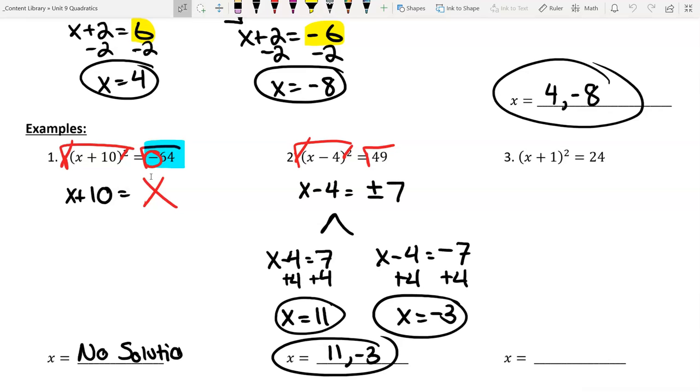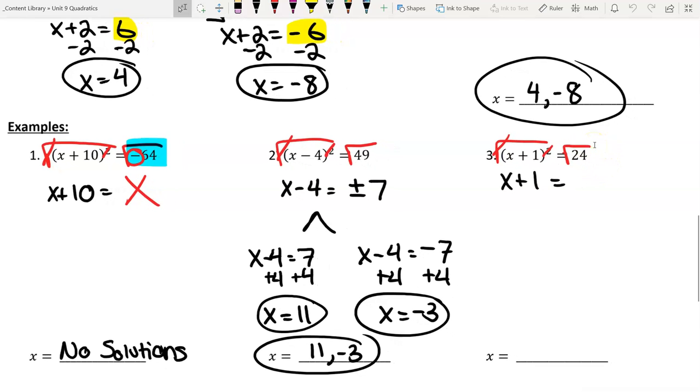We've seen that before. You just have to keep reminding yourself you cannot square root a negative number. So if you do get that, it's no solutions. Last little part for today is what happens when I go to square root. So for number 3, x plus 1 needs to be freed. So square and square root are gone. I'm left with x plus 1 equals, but then we run into this situation that we haven't seen yet.